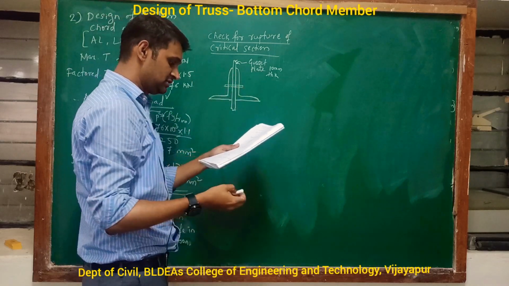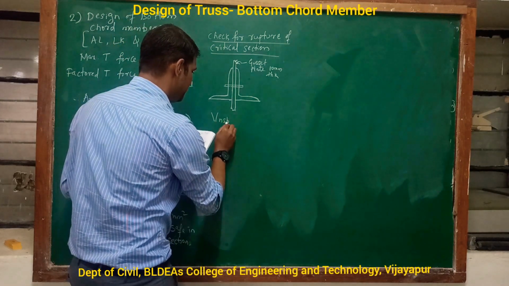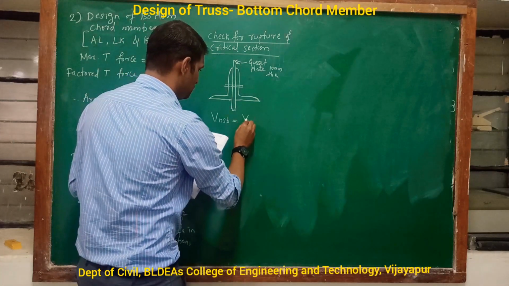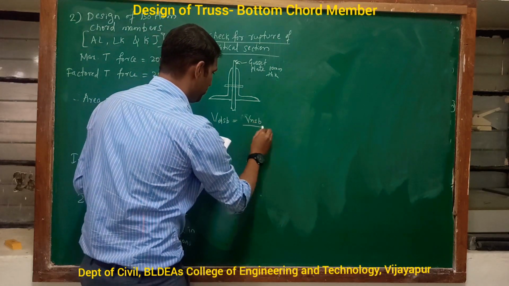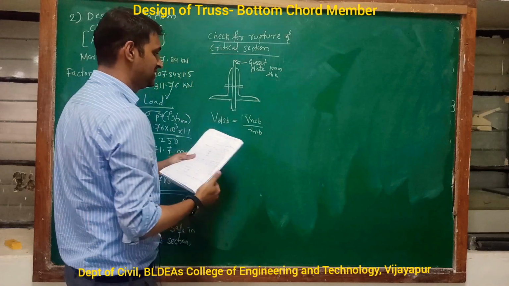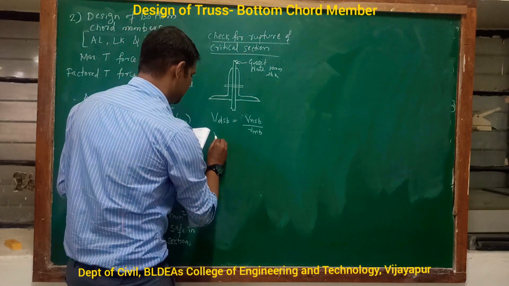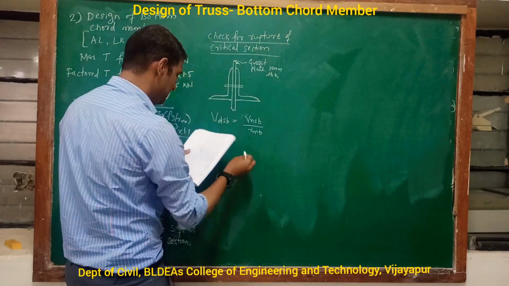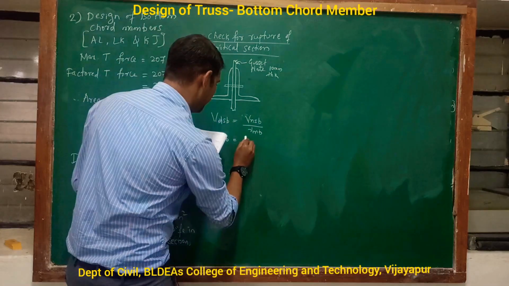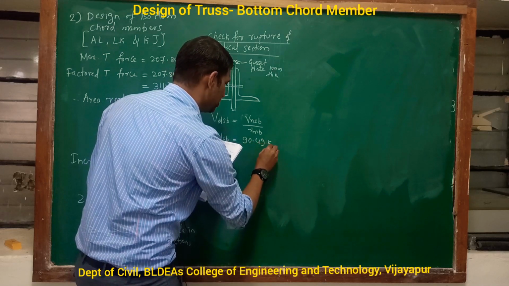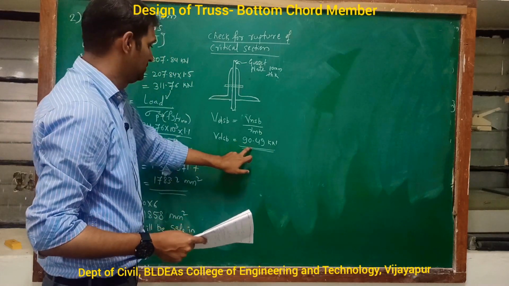Now first we will calculate the double shear strength of the bolt, that is VNSB, and VDSB is equal to VNSB divided by gamma MB. The same calculation is already done while designing the compression member, so here I will be taking the value directly. The design shear capacity of bolt in double shear will be 90.49 kilonewton.